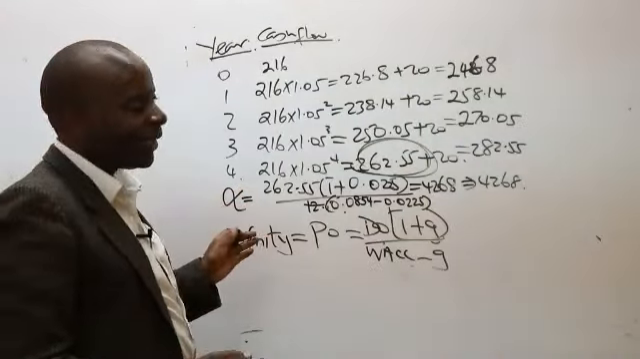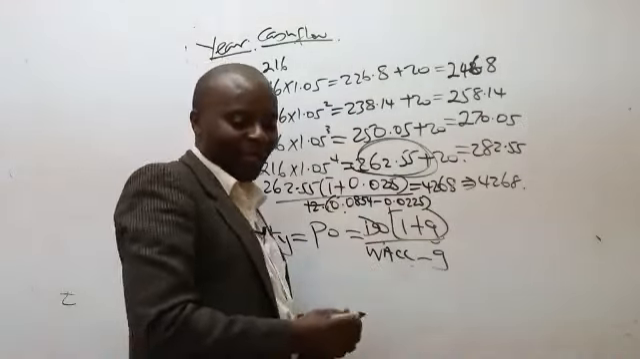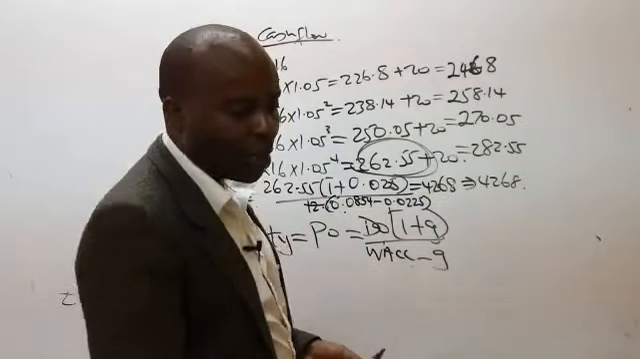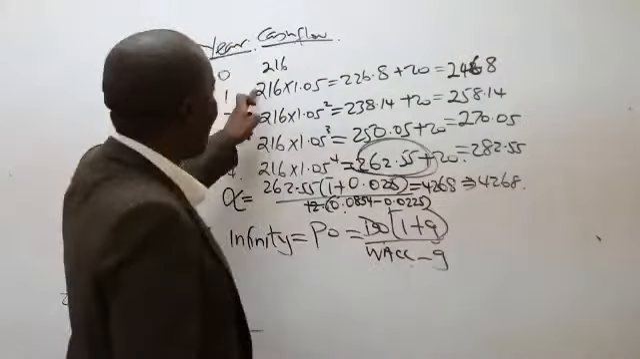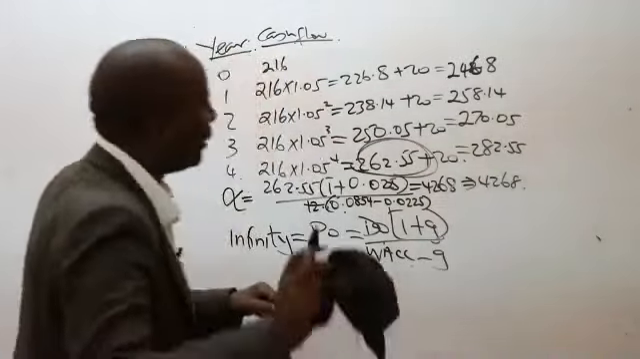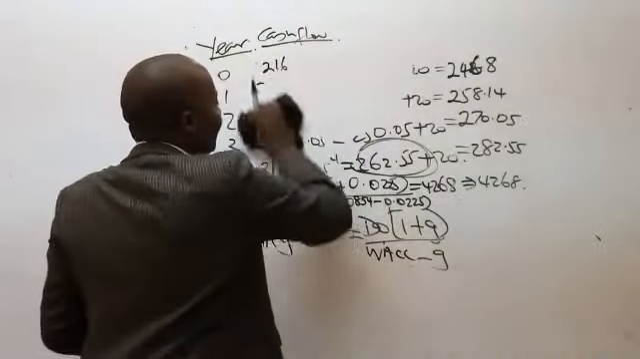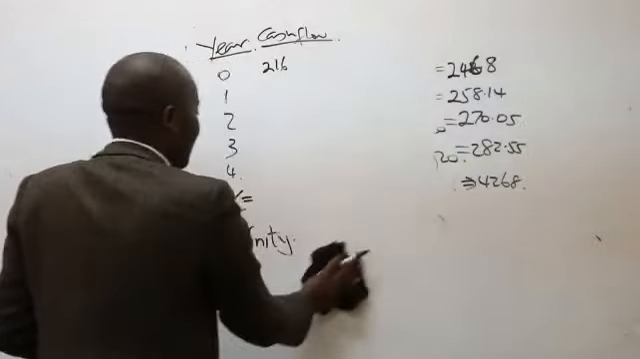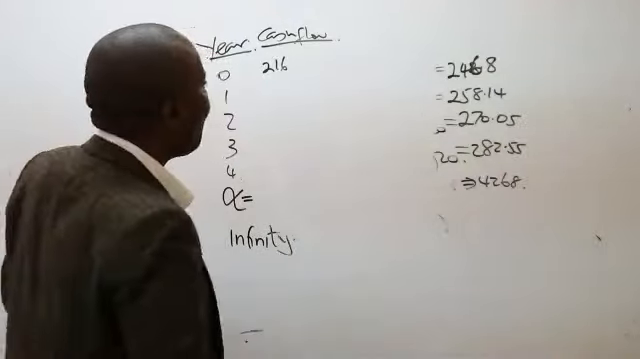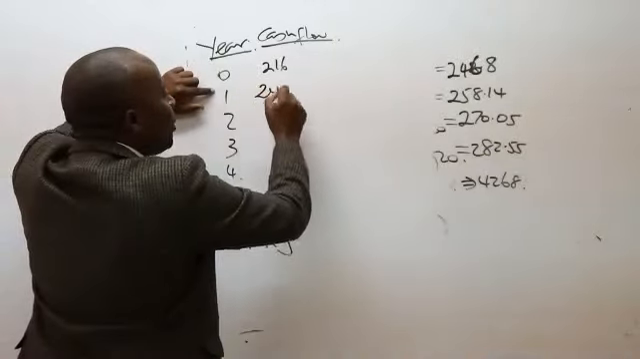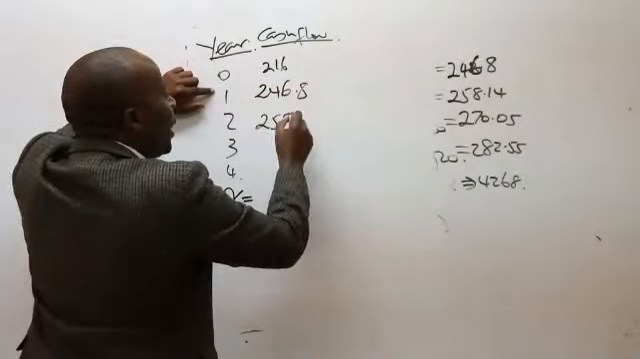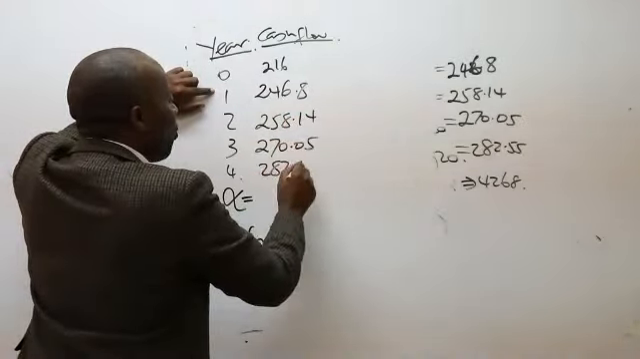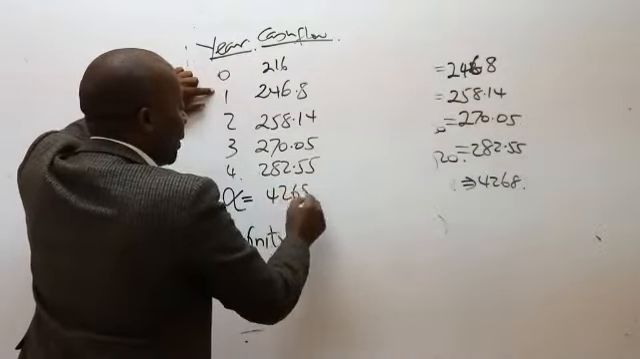And then, ladies and gentlemen, my work really will be about discounting these figures. So it will allow me to come and write my figures here. Now I can rub this. And then have my new figures here: 246.8, 258.14, 270.05, 282.55, and then we have 42.68 like that.